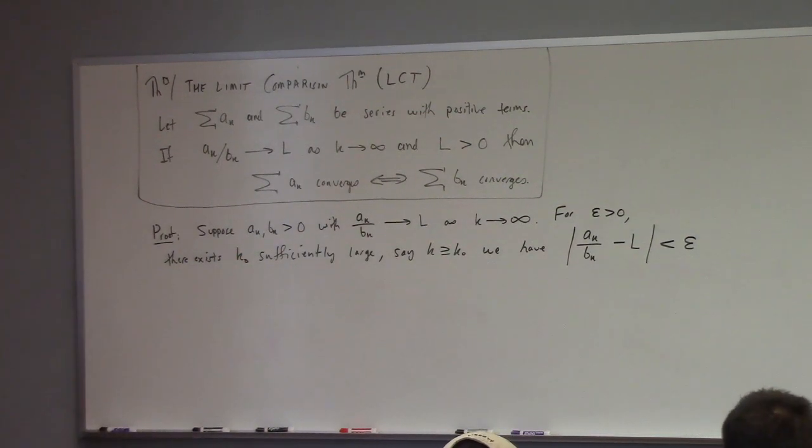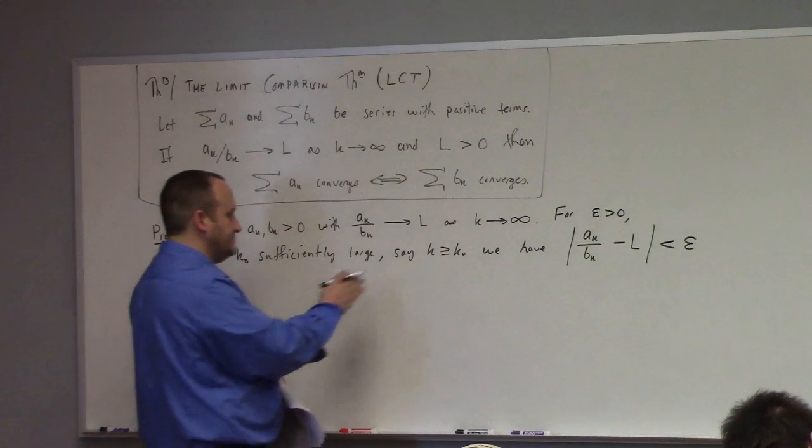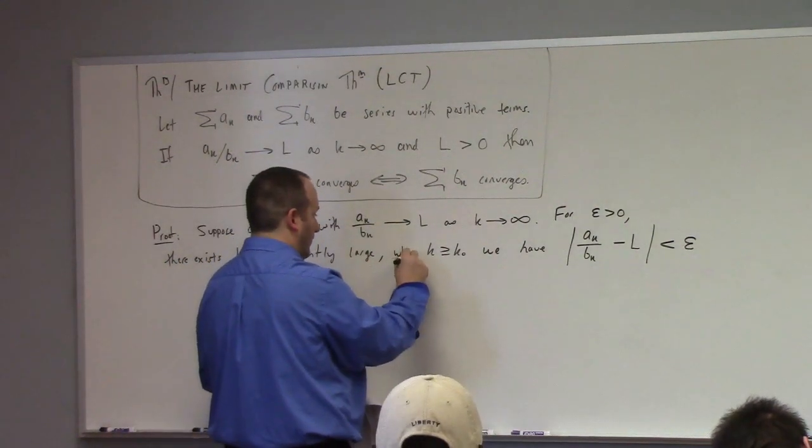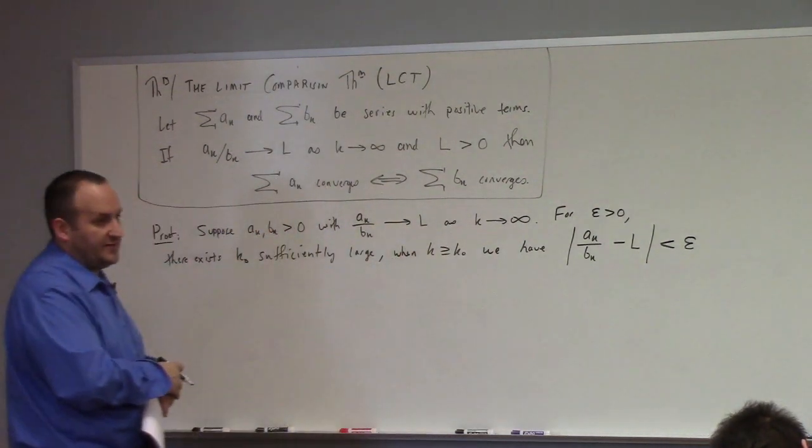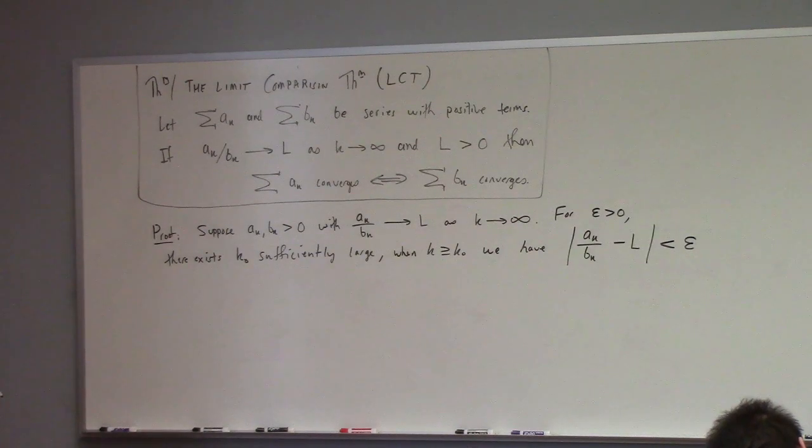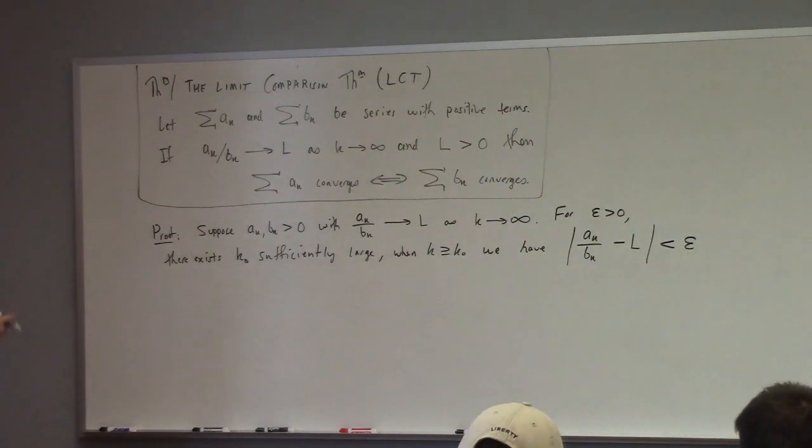So when K is larger than that K naught, we have that the difference of a sub k over b sub k minus L is less than epsilon. I mean, why is this? This is what it means for the limit of ak over bk to go to L, right? This was their definition of limit. That means that we can make the limiting value L arbitrarily close to the thing being limited, which in this case is ak over bk.